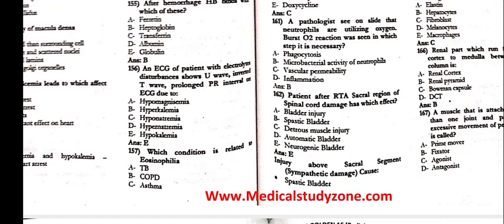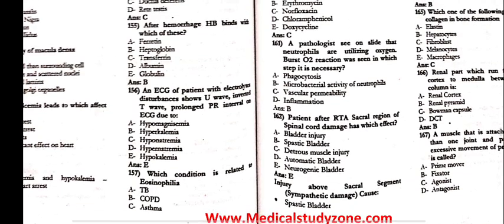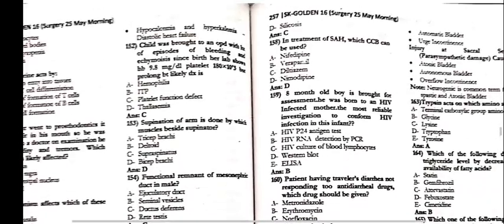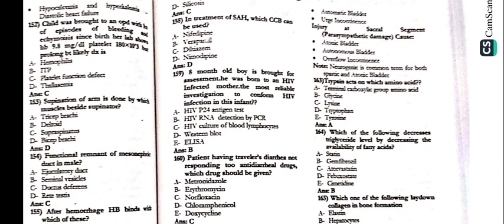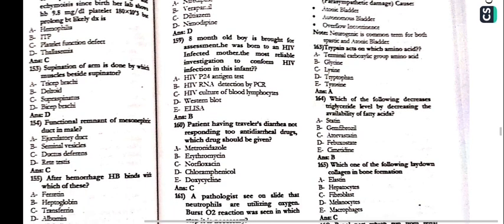Next, 157, which condition is related to the eosinophilia? That must be Charlie, asthma. 158, in treatment of SAH, which CCB can be used? The nifedipine. Sorry, it is nimodipine. It is delta nimodipine. Can be used.